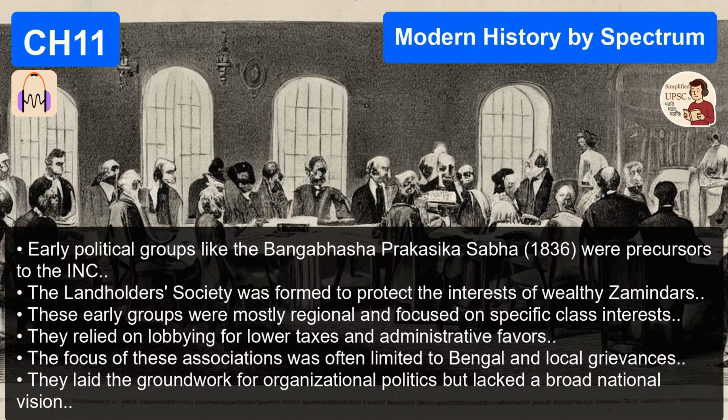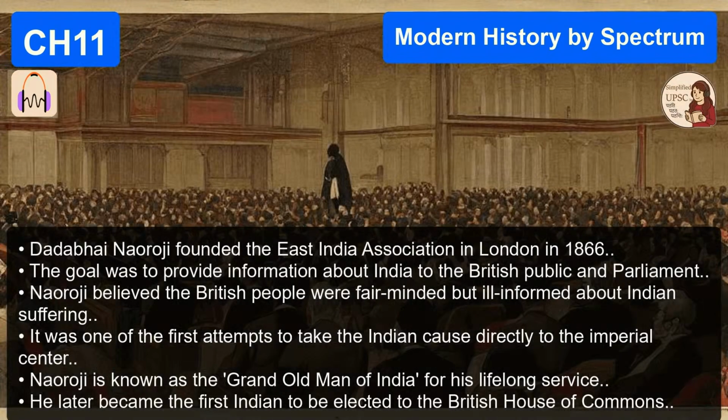But by the 1870s, a totally new class steps onto the political stage. The educated middle class. Exactly. These are the products of the new English education system. They are lawyers, journalists, doctors, teachers. And they've been reading. Oh, they've been reading a lot. They've read John Stuart Mill. They've read Spencer. They've studied the American Revolution and the Italian unification. So they have this global perspective on liberty and rights.